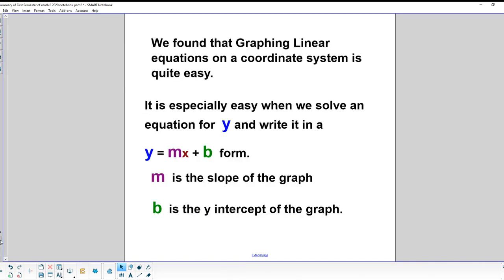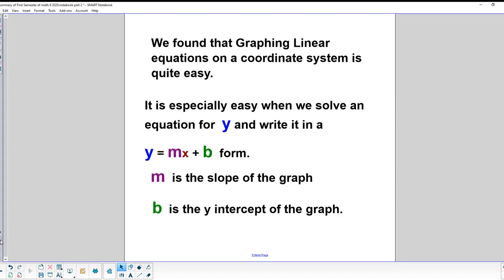We found that graphing linear equations on a coordinate system is quite easy. It is especially easy when we solve an equation for y and write it in y equals mx plus b form. When we solve the equation like that, the number in front of x, which we called m, is actually the slope of the line that you would graph from that equation. Any number behind x that we called b is actually the y-intercept of the graph.